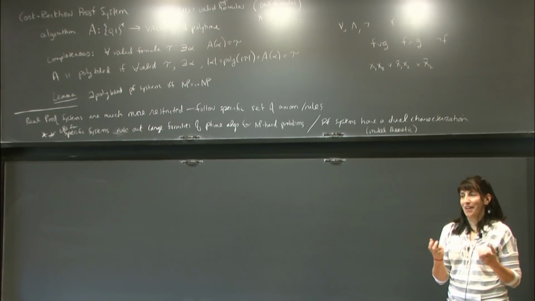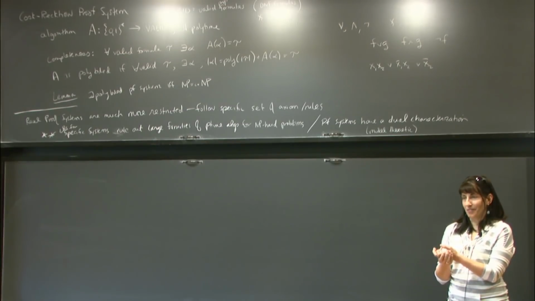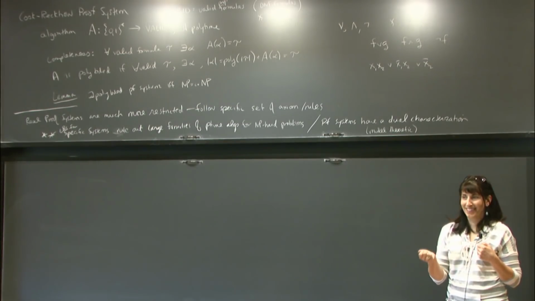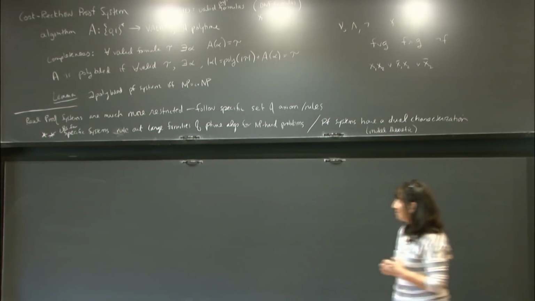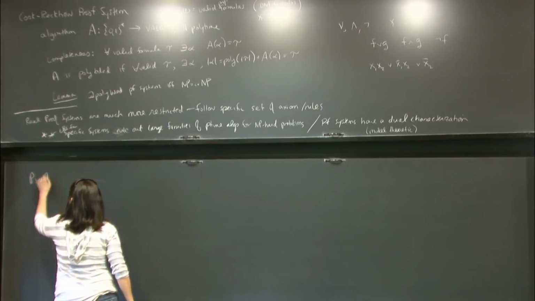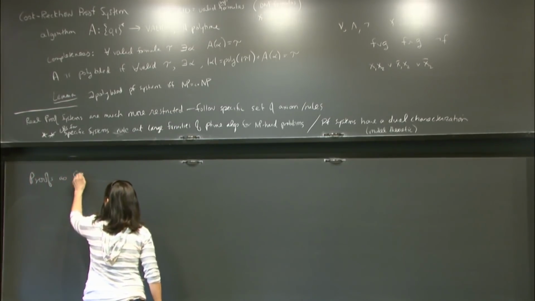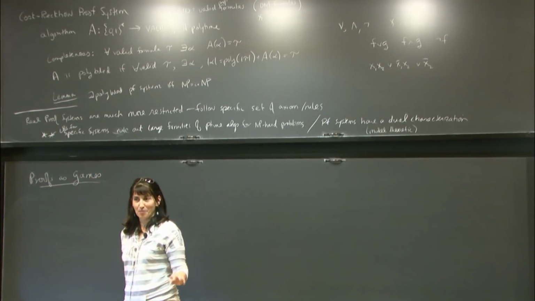But we certainly don't know how to go from lower bounds for the circuit class to lower bounds for the proof system. We have no real good connection in either direction. Okay, so proofs as games. Any questions so far? No, I'm going to be much more specific.